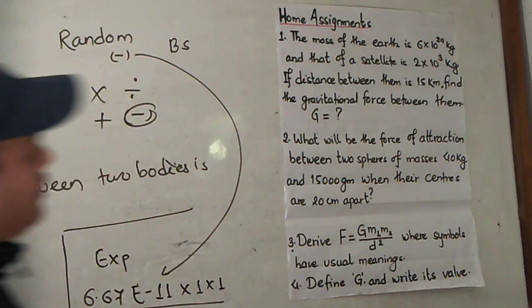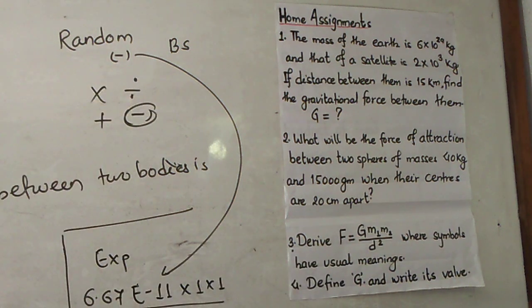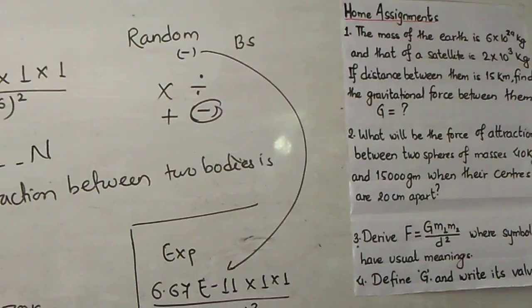And here F has the usual meaning. F means gravitational force, M1, M2 are masses, D is the distance between their centers. And the fourth one is define capital G, that means universal gravitational constant, and write its value.